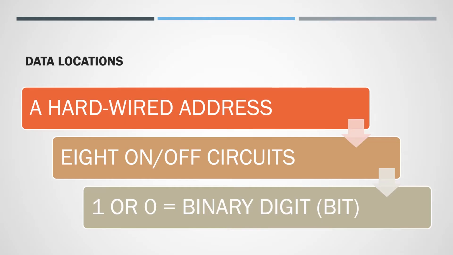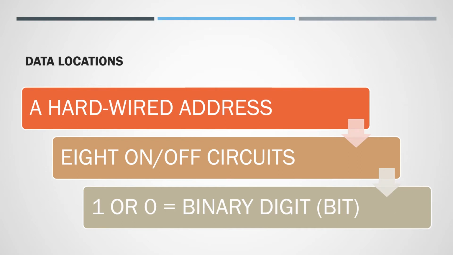The circuits are organized into data locations. Each data location has a hardwired address. That is, the address is a number, but it will not change. It also has 8 of these on-off circuits, and they can change. As they change, that is what makes the data inside the computer.